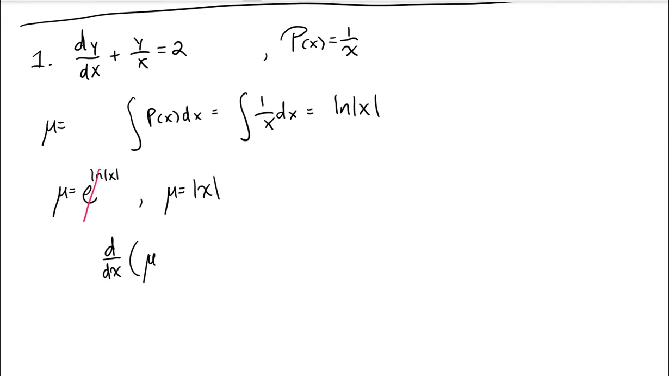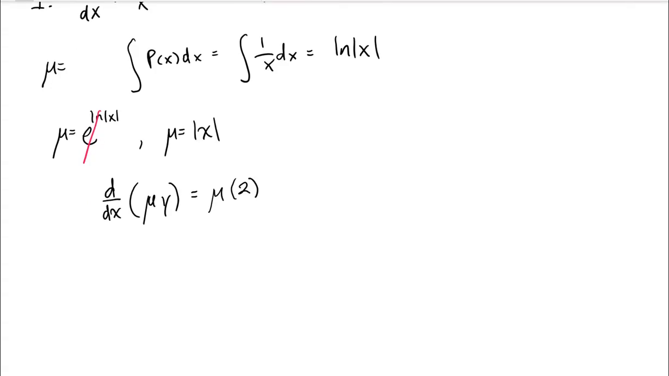So now we know that the derivative with respect to x of mu times y is just equal to our mu times whatever function we had on the right-hand side, which in this case is just 2. Now if we take the integral of the derivative here of mu times y with respect to x, and we take the integral of, well, we can bring the 2 out front, mu is the absolute value of x dx.